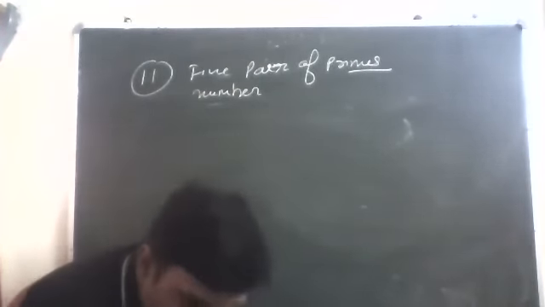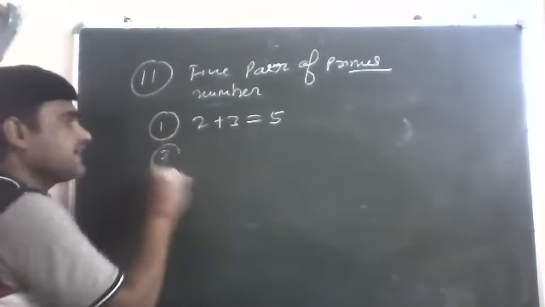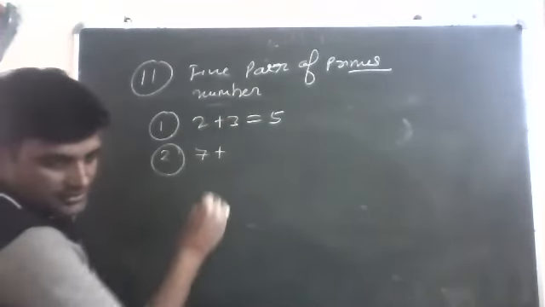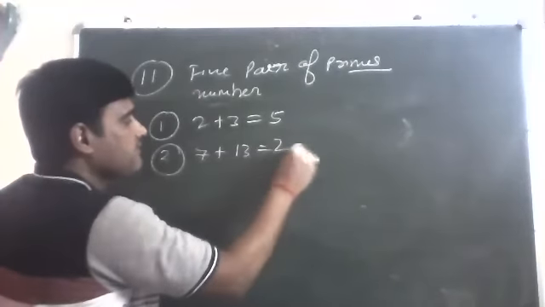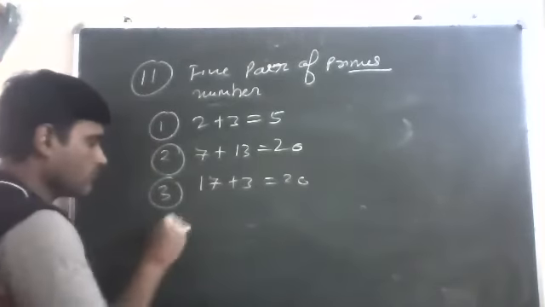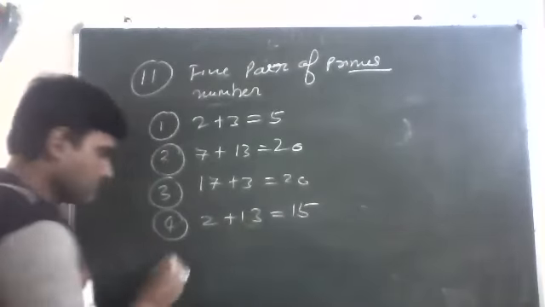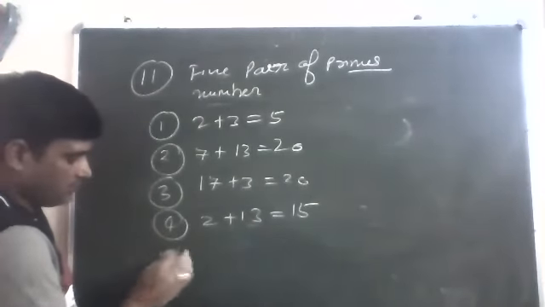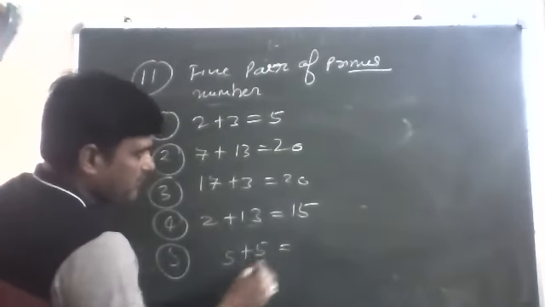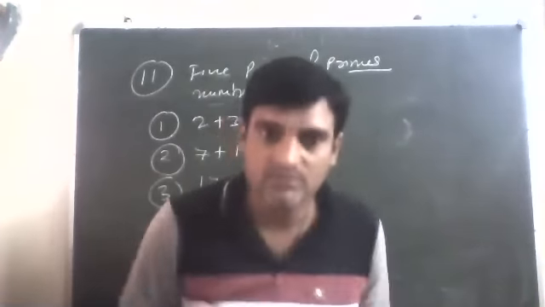Okay. Less than 20. First, 2 plus 3, 5. Second, 7 plus 13, 20. Third, 17 plus 3, 20. Fourth, 2 plus 13, 15. Fifth, 5 plus 5, 10. Understand? Now question number 12. Do it yourself.